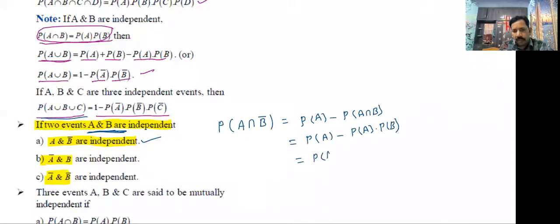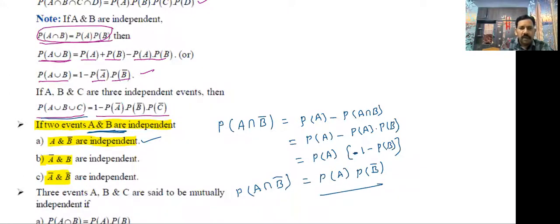P of A is common. Remaining, what is there? 1 minus P of B. 1 minus P of B means what? That is P of B complement. Finally, P of A intersection B complement is equal to P of A into P of B complement. So we say that A and B complement are independent when A and B are independent.